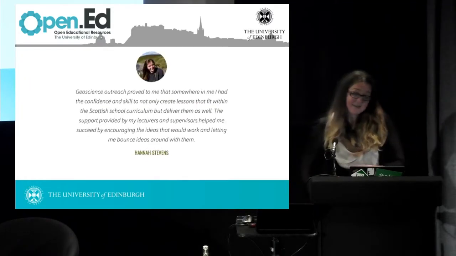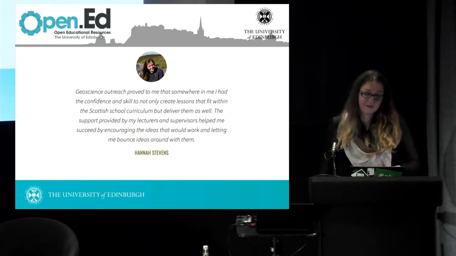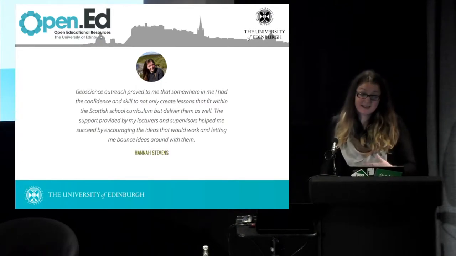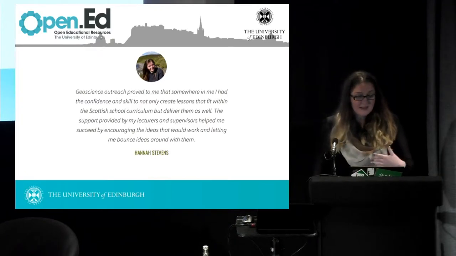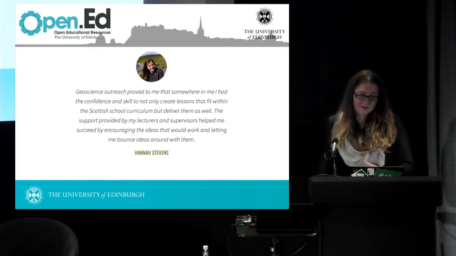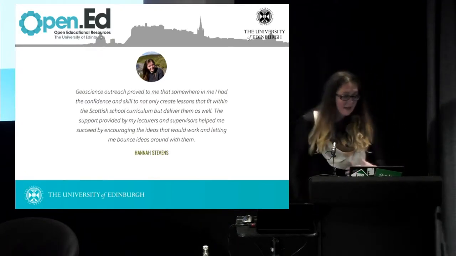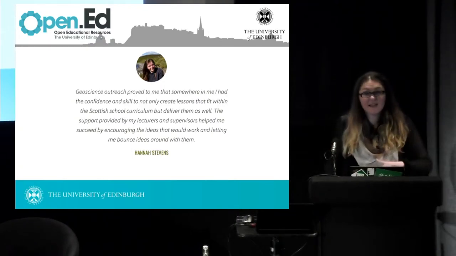And Hannah Stevens has said that geoscience outreach proved to her that somewhere in her she had the confidence and skill to not only create lessons that fit within the Scottish core curriculum, but deliver them as well. The support provided by her lecturers and supervisors helped her succeed by encouraging the ideas that would work and letting her bounce ideas around with them.